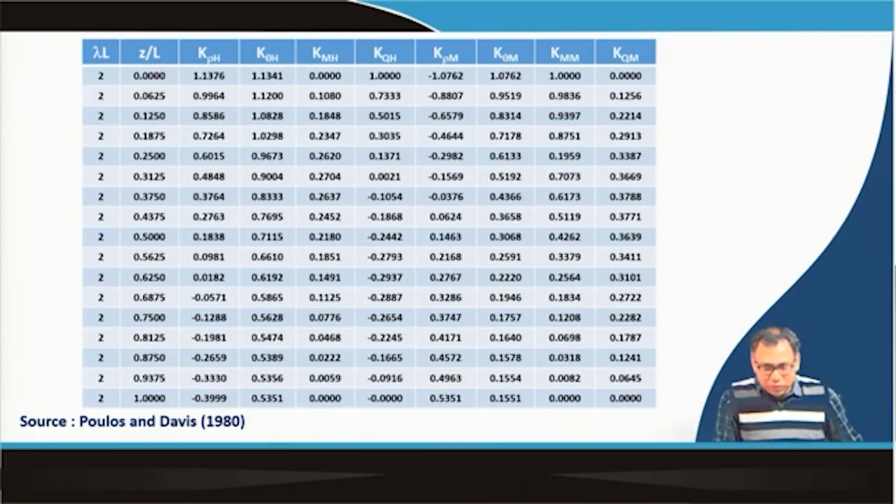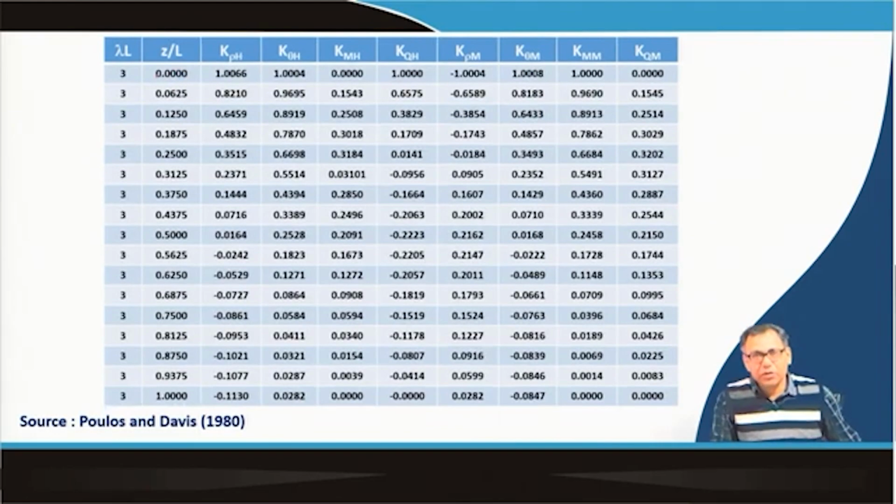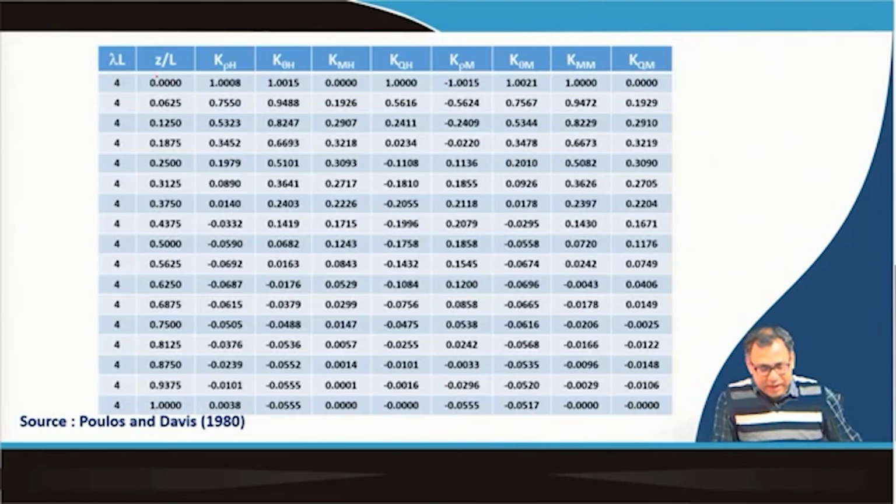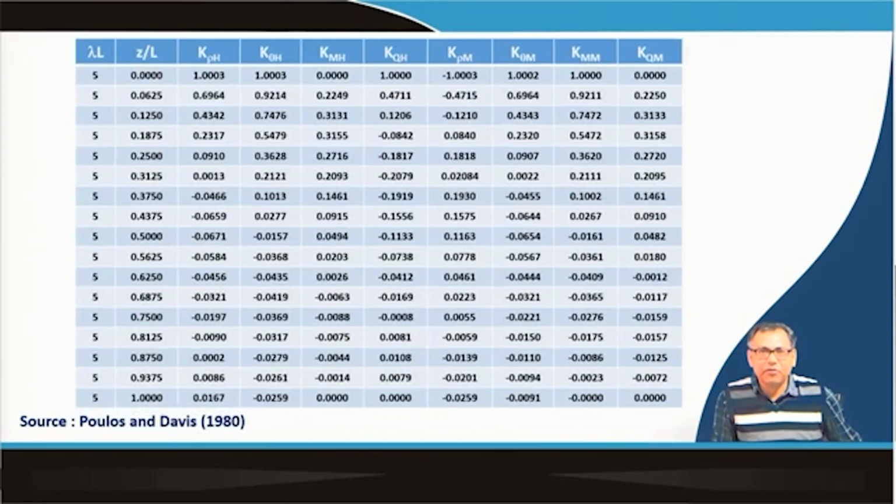This table is for lambda L 2, and this table is for lambda L 3. Then the next is lambda L 4, and a similar table is given. Then this is lambda L 5. So for different lambda L values these tables are given, and for different z by L we will get these coefficients, and once we get them we will get the required deflection, slope, bending moment and shear force at any depth of the pile.